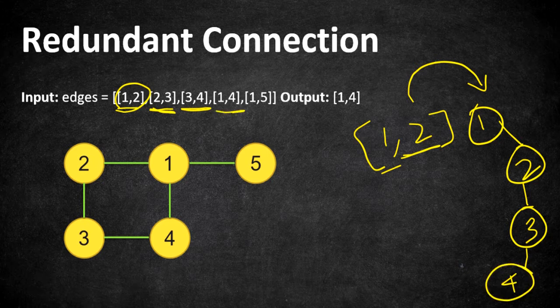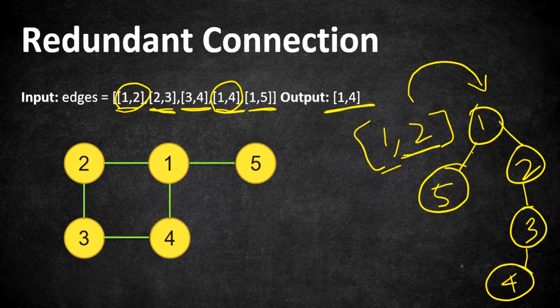Then comes 1 comma 4. If you check, 1 is there and 4 is also there. If you insert this new edge into this existing tree, it forms a cycle, making it become a graph. So we are not going to add that to our existing set. Instead, we are going to return that as our output. And there comes another edge, 1 comma 5, where 1 already exists and 5 is not there, so we are going to add 5 to the existing set. So here we found 1 comma 4 is the duplicate edge that makes this tree become a graph, and we are going to return that as our output.